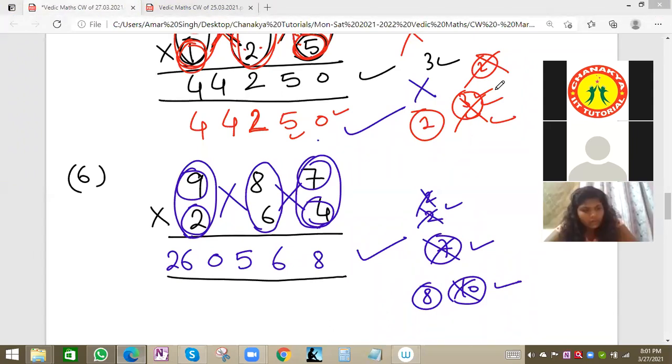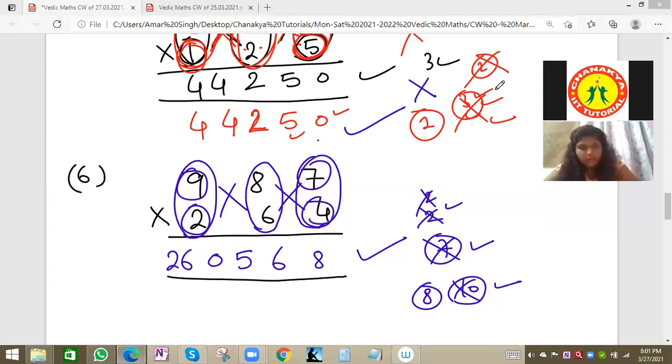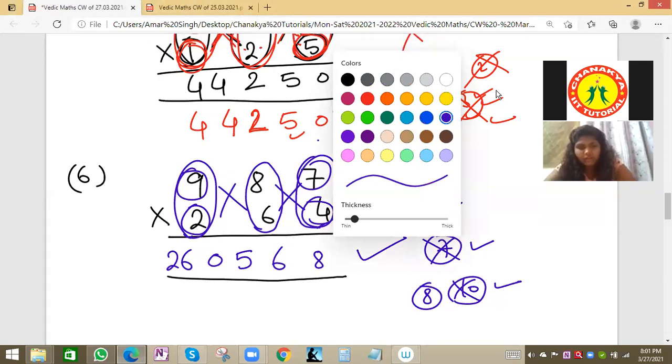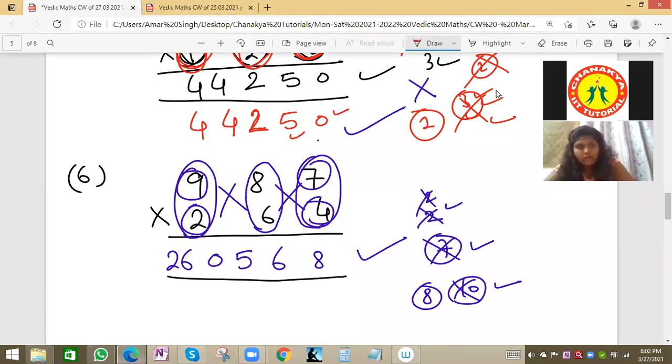Sir, can you once explain the sixth sum? Sixth one. Okay, no problem. See. Same method. Because in this question, values are a bit higher side, so we will do slowly.